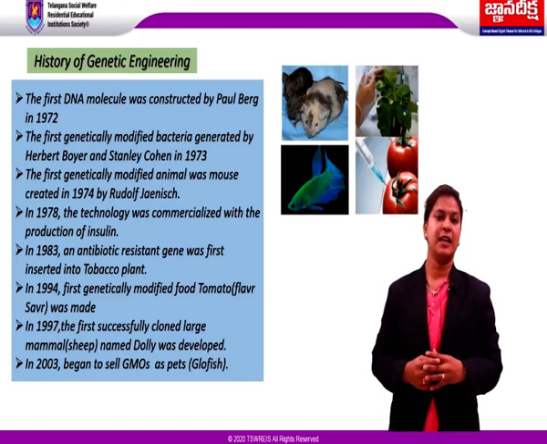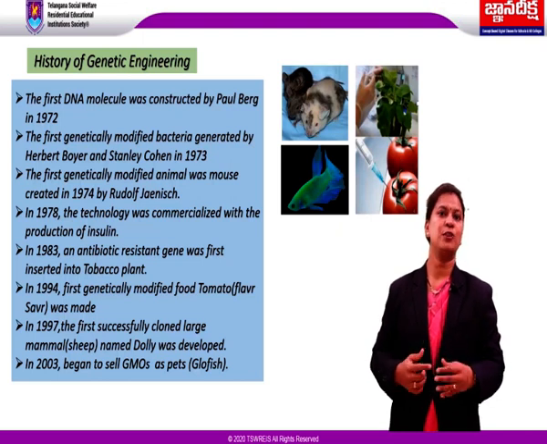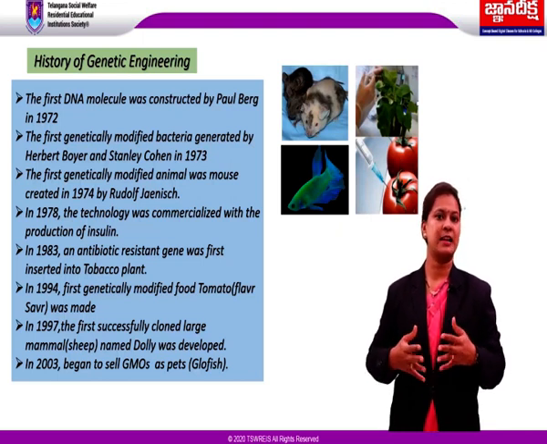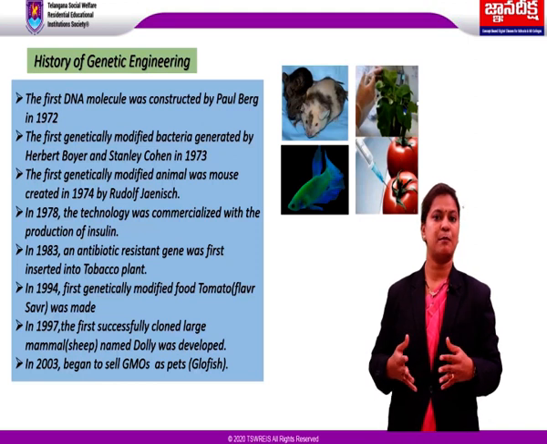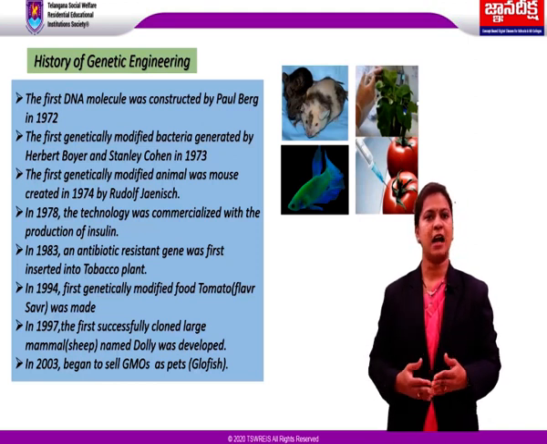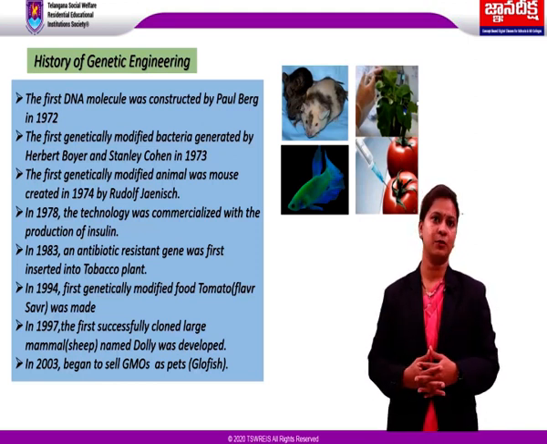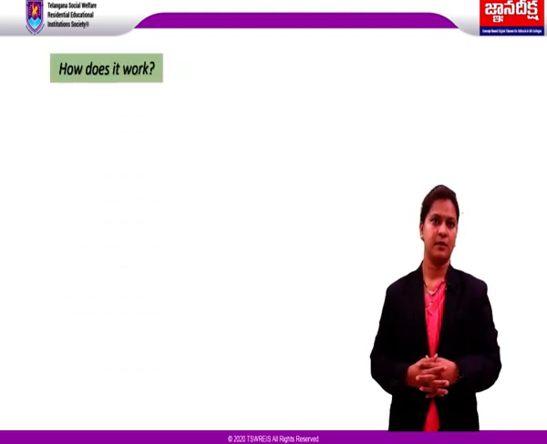In 2003, genetically modified organisms began to be sold as pets, for example, the blowfish. Let us see how genetic engineering works with a small example.